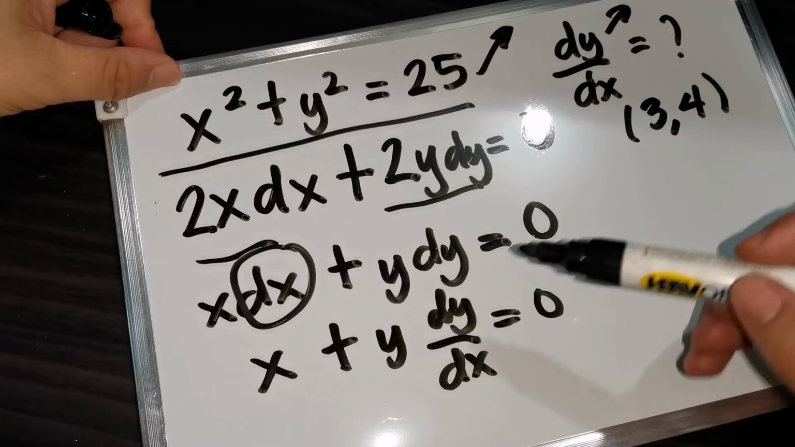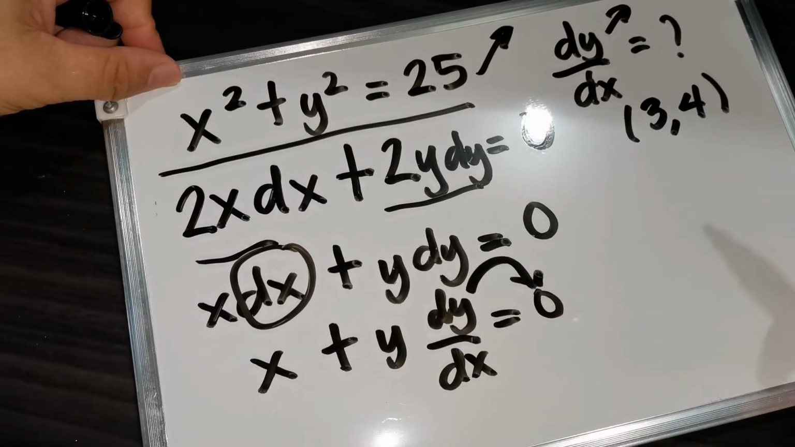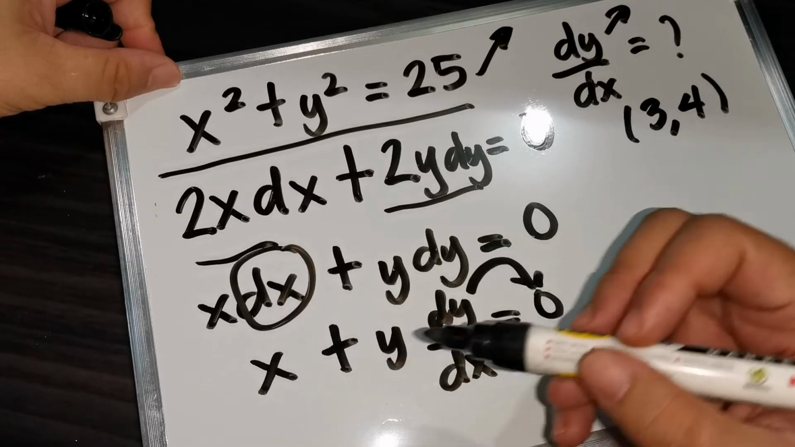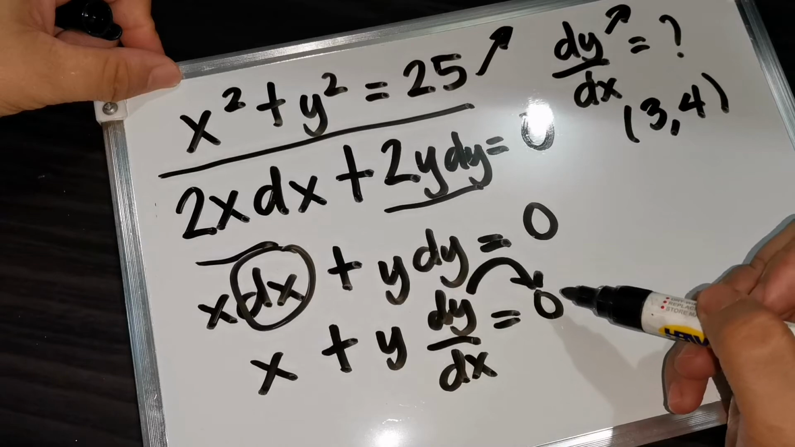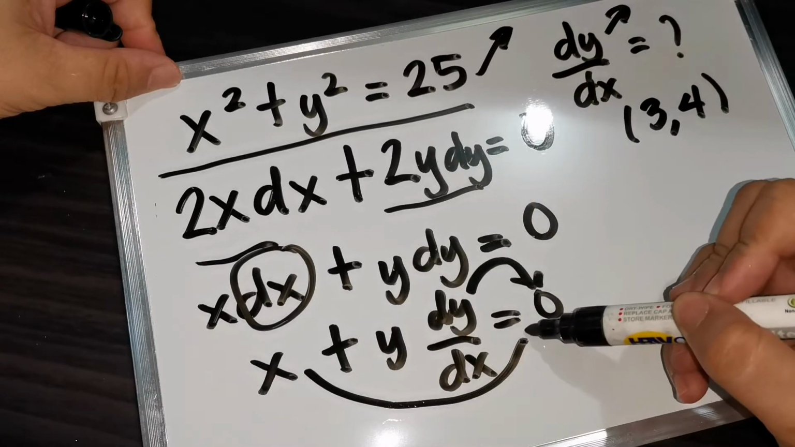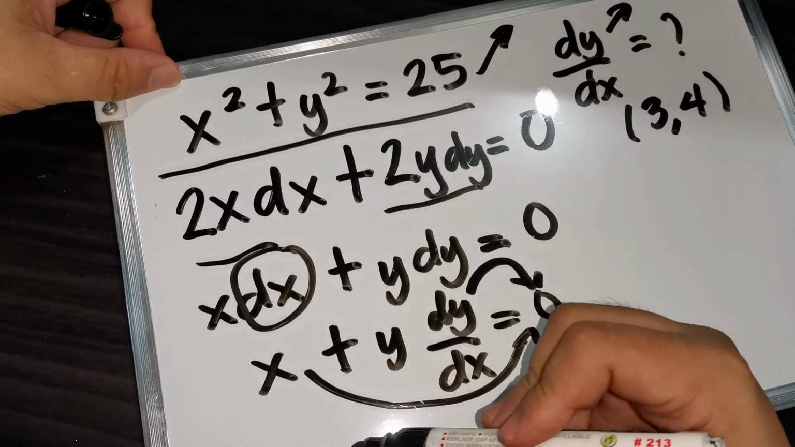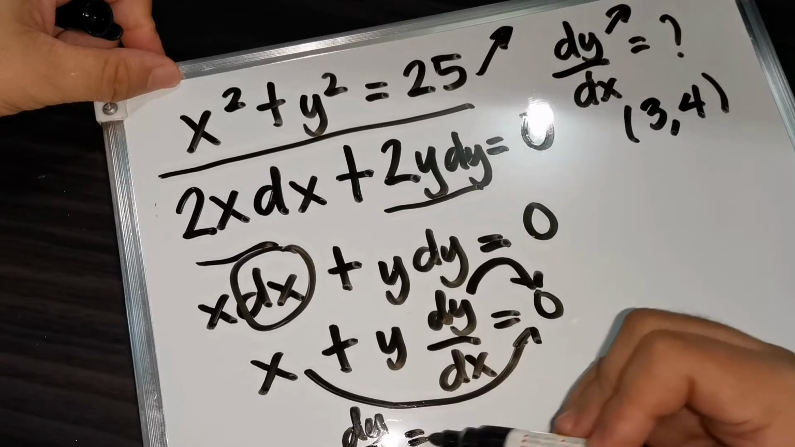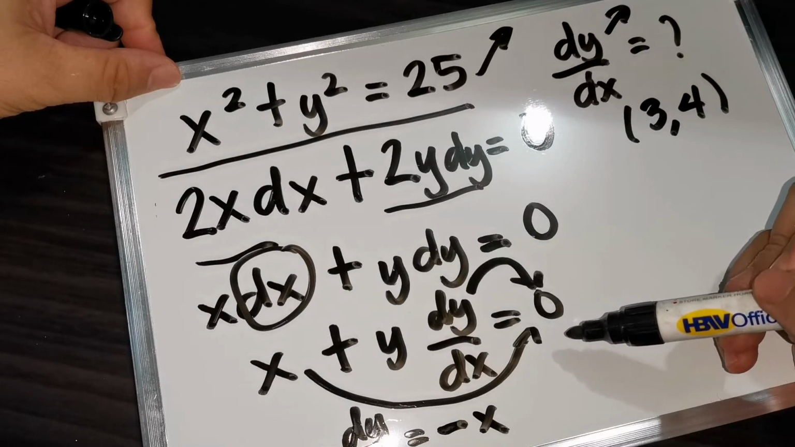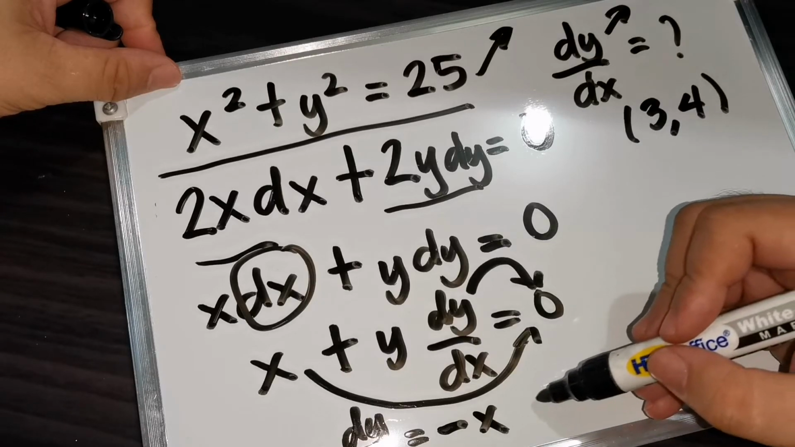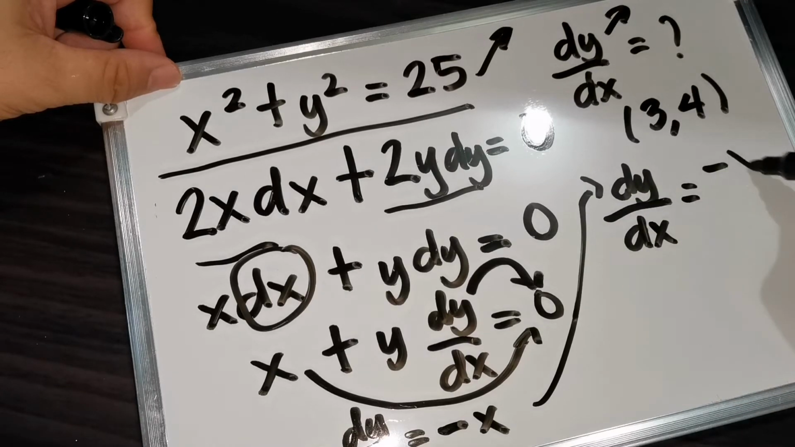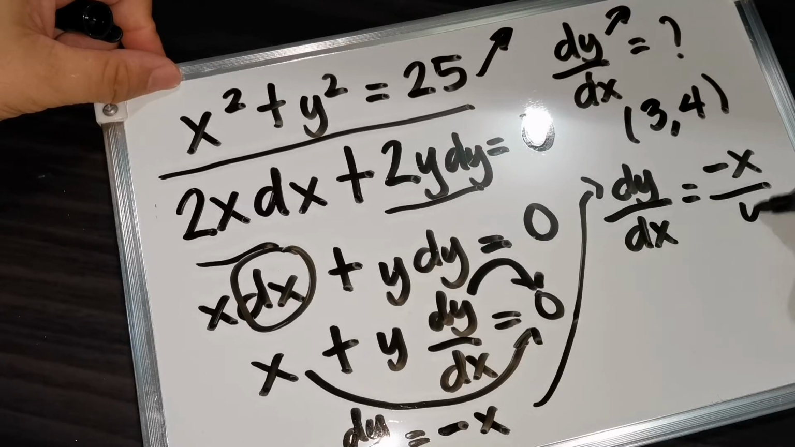Now, if we put this y dy over dx on the other side of the equation, that will be equal to negative y dy over dx. Or simply, if we put this x variable on the other side of the equation, that will be y dy over dx is equal to negative x. From a positive value going to the other side of the equation, that will be a negative value of x. Now, to get the value, we need to simplify this, therefore dy over dx is equal to negative x over y.